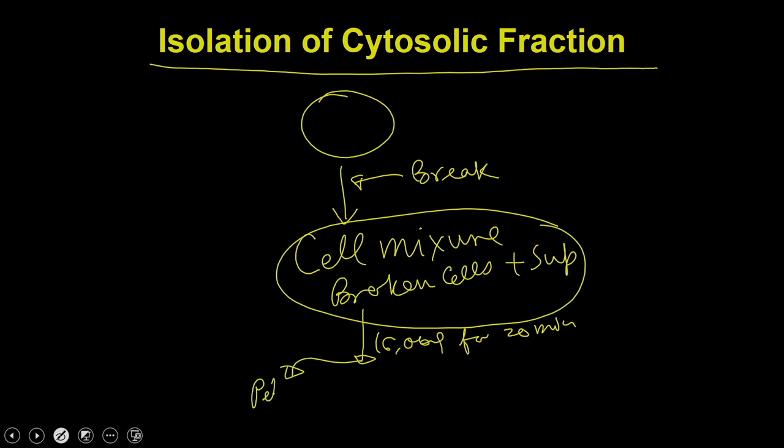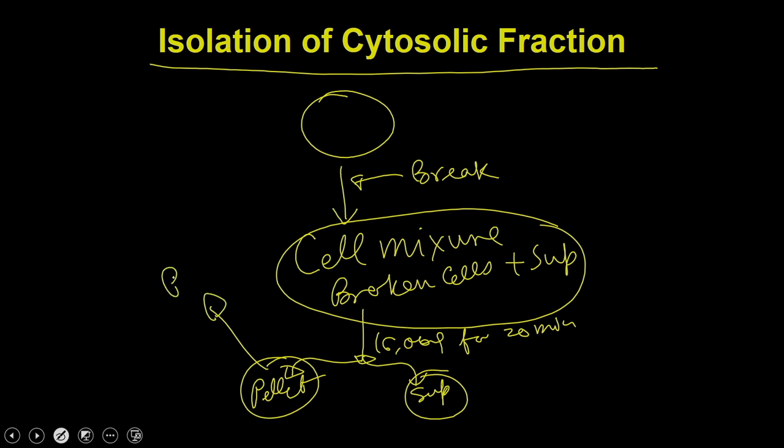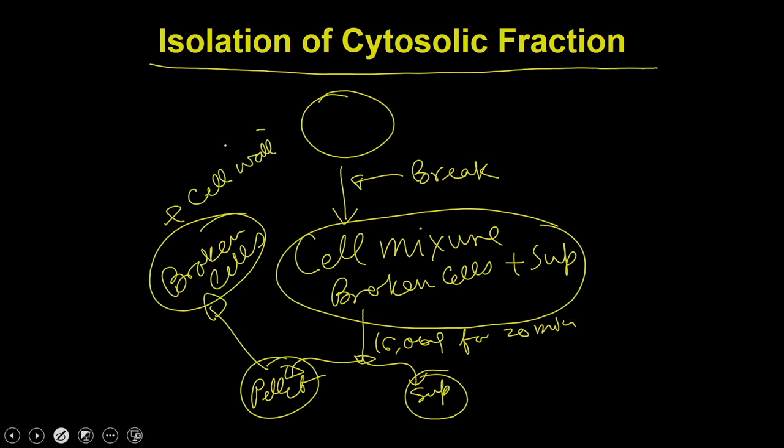You are going to get the pellet fractions and the supernatant fractions. The pellet fraction is only going to contain the broken cells, which you can actually discard, because these broken cells are going to have the cell wall and all those other kinds of material, whereas in the supernatant you are going to have the cytosolic fractions. So this is the way you can fractionate the bacterial cells. Either you can isolate the periplasmic fraction or you can isolate the cytosolic fractions.